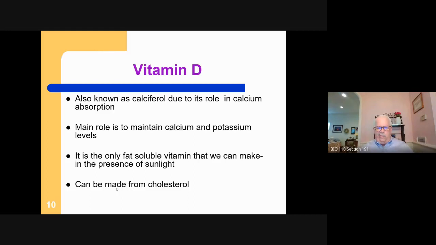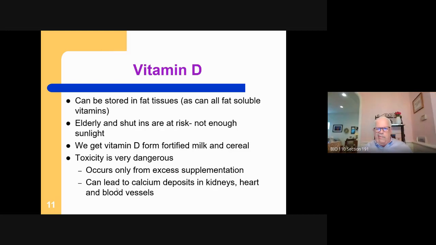It can also be made from cholesterol. It's stored in fat. People that for some reason don't get enough sunlight, whether they be people that stay inside the house or people that are shut in, risk a vitamin D deficiency. We have fortified milk and cereal with vitamin D so that even shut-ins can get vitamin D.